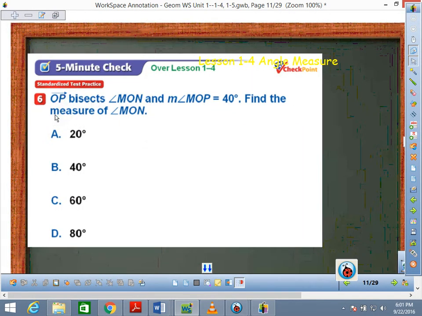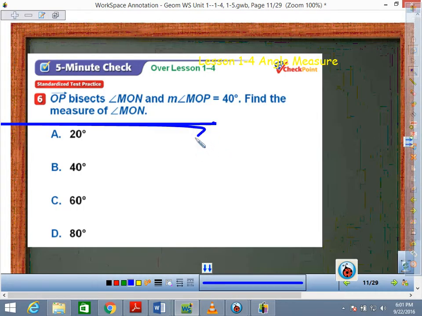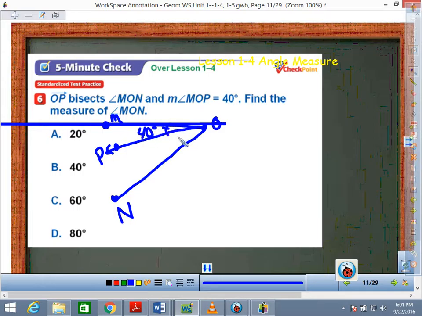So let's look at this problem. If OP bisects angle MON, and the measure of angle MOP is 40 degrees, find the measure of MON. You're probably going to have to draw a picture. So MON is bisected by OP. And the measure of angle MOP is 40 degrees. Because this is a bisector, this one equals this one, even though I know it doesn't really look like it. So if we know that this one is 40 degrees, the other must also equal 40 degrees.